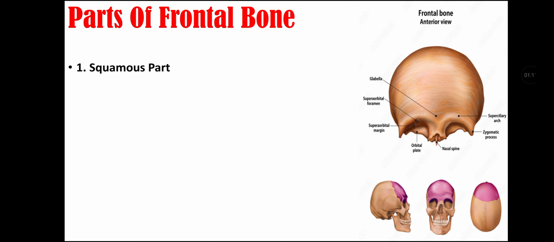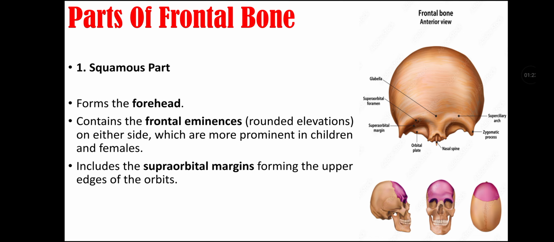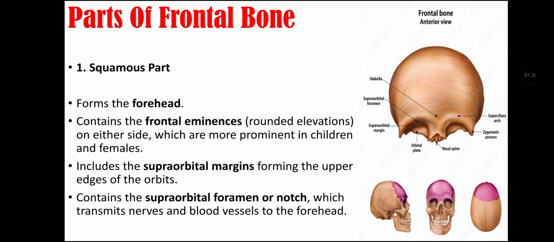So first part of frontal bone is squamous part. This part forms the forehead. It contains frontal eminence, that is rounded elevations on either side, which are more prominent in children and females. They include the supraorbital margin that form the upper edge of the orbits. This part also contains a supraorbital foramen or notch which transmit nerves and blood vessels to the forehead.